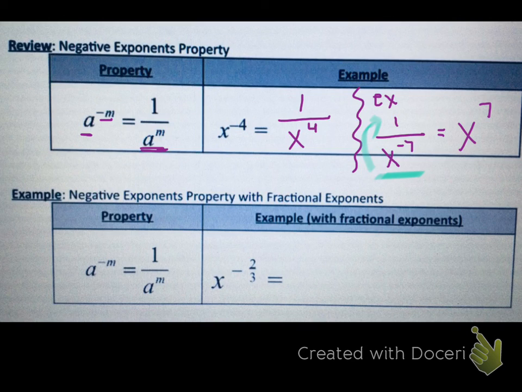So here, this next one, again, I'll start by saying 1 over x to the positive 2/3. And if I want to put that back in radical form, it would look like 1 over the cube root of x squared.